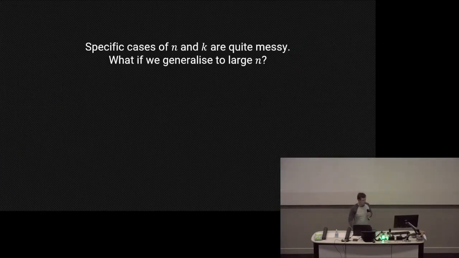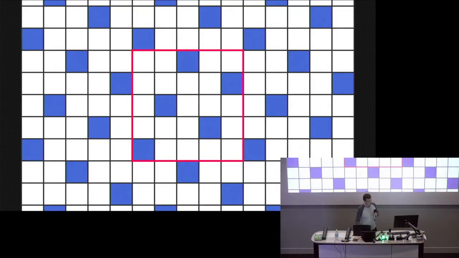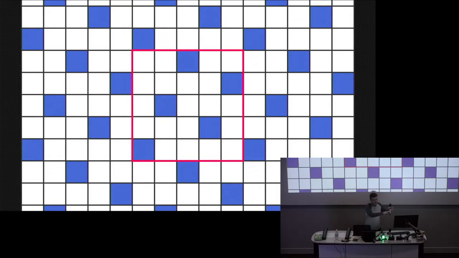So what if, crazy idea, we generalize to large n by wrapping the grid around a circle? Yeah, hear me out. What if we let n tend to infinity, and then we can have this wrap around grid? So you see this k equal to 5 grid? Well, now it's like this, but it goes on forever. Mathematicians like doing this a lot.